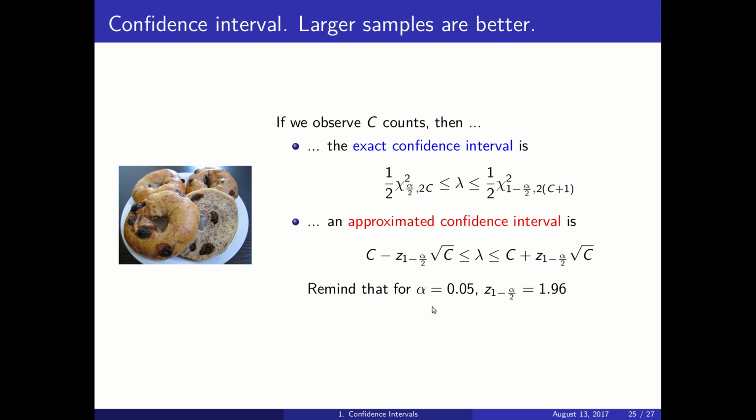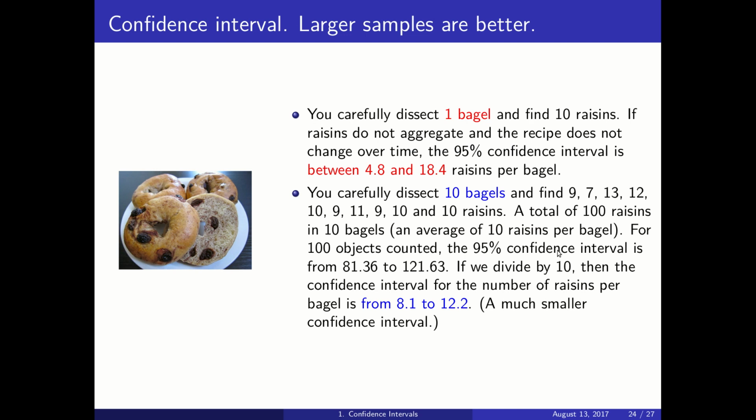So the exact confidence interval is given by this formula. Lambda is between these two values, and this is the chi-squared, the alpha half percentile with 2c degrees of freedom, where c is the number of counts. So in the previous example it would be 100, so it is for the 10 bagels, not for the one single bagel.